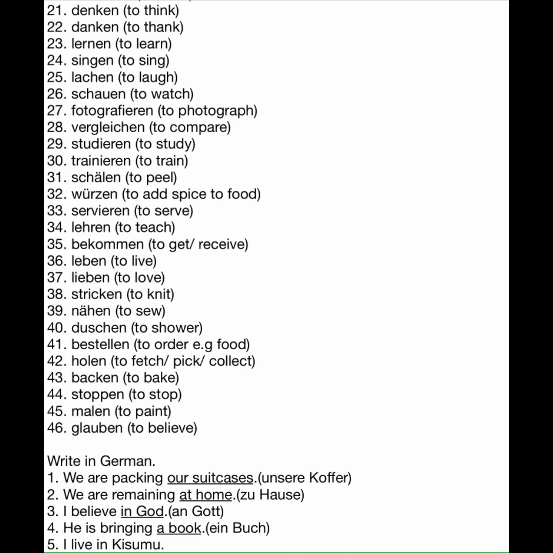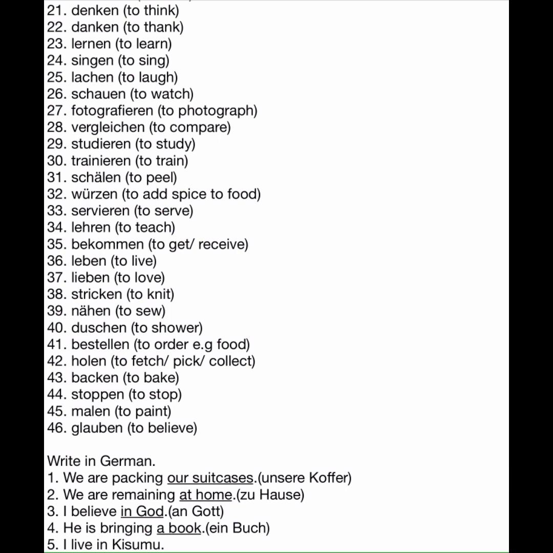Then there's to shower, which is duschen. To order, for example food, is bestellen. Then holen, which is to fetch, pick or collect. Backen, to bake. Stoppen, malen, and again glauben.